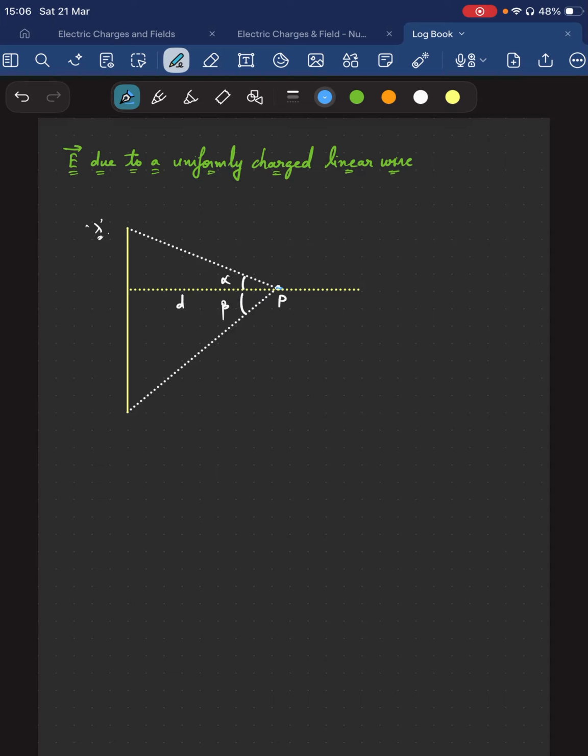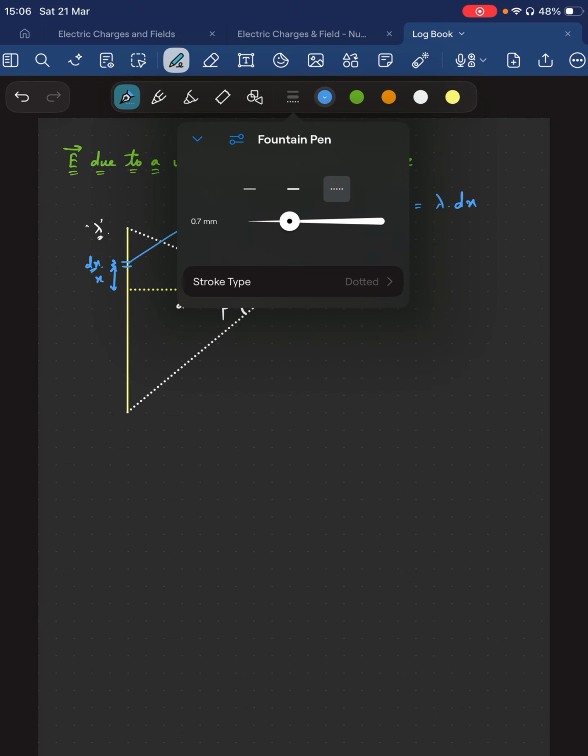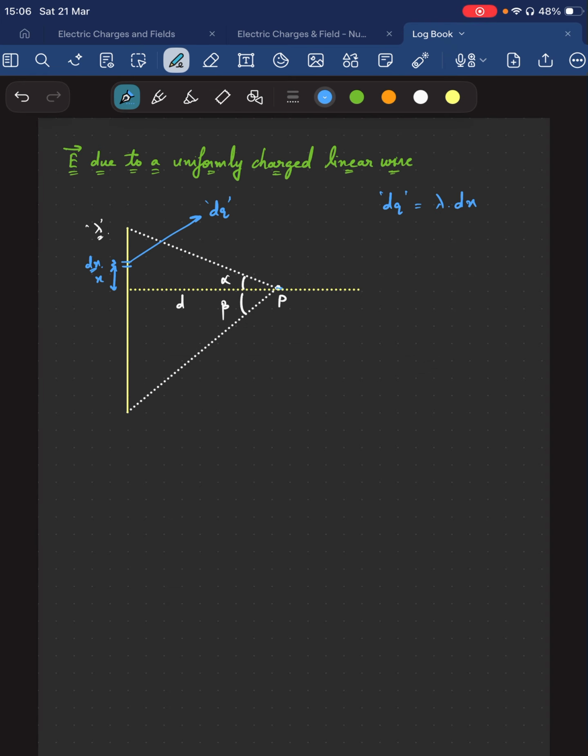That is, we'll imagine this wire to be made up of many small point charges. And the way we select a small point charge over here is at a distance of x. Let me select a small portion having a small length dx, and let the value of this point charge be dq. The value of dq will be equal to lambda into dx. Right? Now we'll calculate what will be the field due to this dq at this point P.